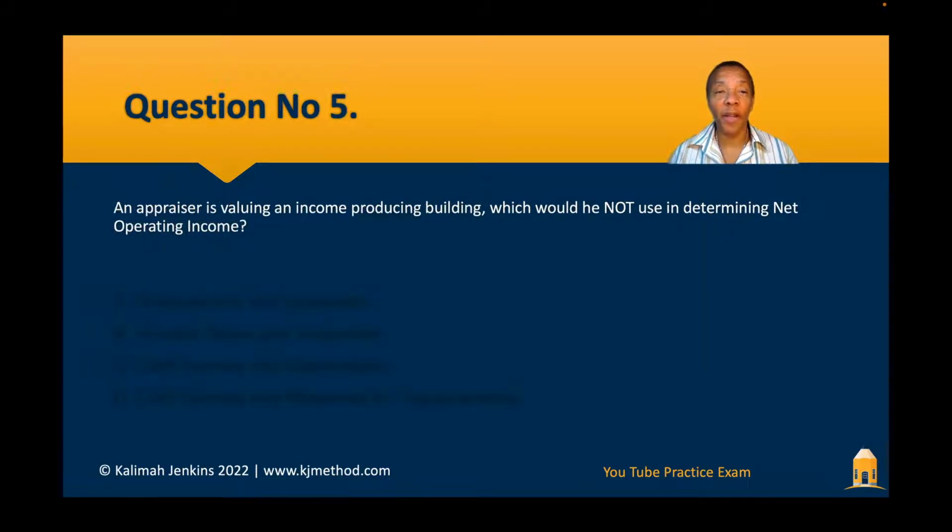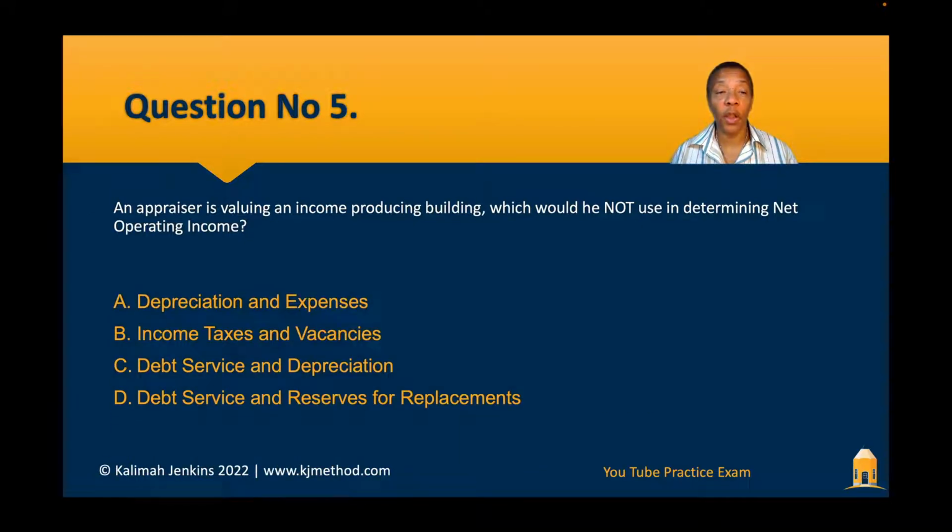Question number 5. An appraiser is valuing an income-producing building. Which would he not use in determining net operating income? What are our choices here? Depreciation and expenses, income taxes and vacancies, debt service and depreciation, debt service and reserves. I'll give you a second to think about that one.